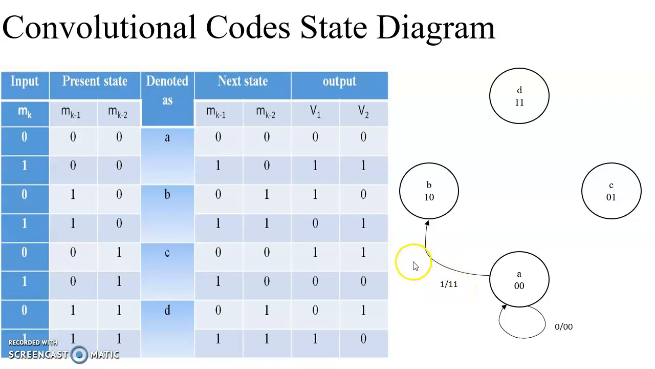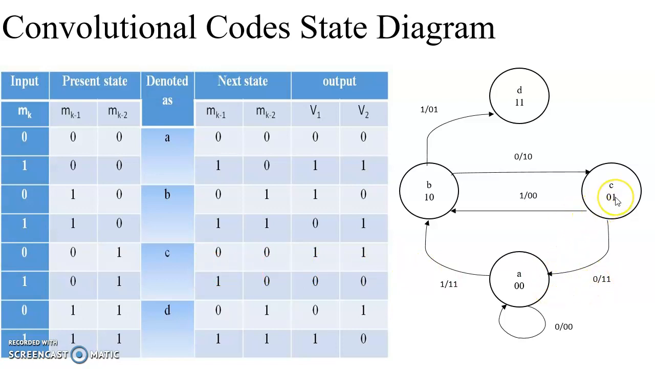Likewise, we are going on to the next. Present state is 1, 0. Input is 0. Next state we are going to is 0, 1. So the arrow is going to 0, 1 and output is 1, 0. Then present state is 1, 0. Input is 1. Next state is 1, 1 and output is 0, 1. Present state is 0, 1. Input is 0. The next state we are going to is 0, 0 here and the output is 1, 1, which is written to the right of the slash.